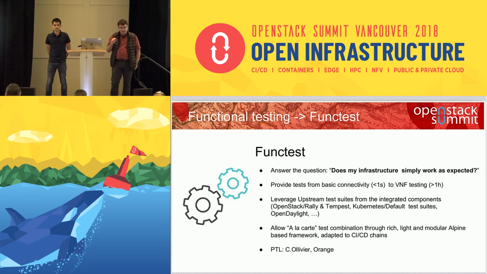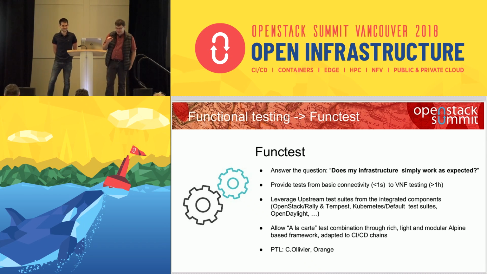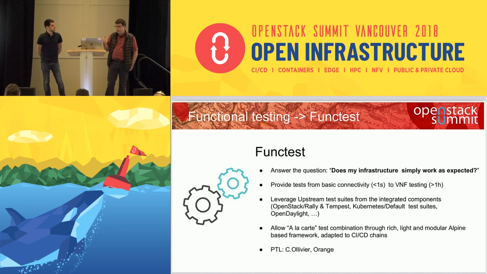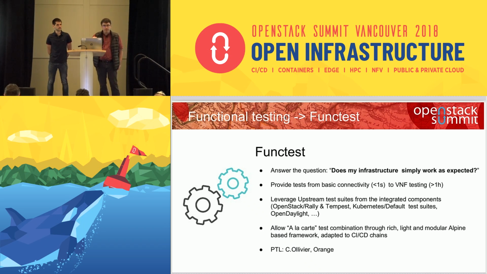So I will detail only two test projects. Sorry, I know that there is a PTL of the storage project in the room, so you will excuse me. We will just give some highlights on functional testing and the Yardstick project. The functional testing project, called Functest, is supposed to answer the question: does my infrastructure simply work as I expect? So we do not create lots of tests. We are leveraging most of the tests coming from upstream. In OPNFV, our goal is not to redevelop tests that have already been developed in any of the upstream communities, but to reuse them and integrate them into a simple and light framework based on Docker Alpine, just in order to run them according to the scenario we are dealing with.